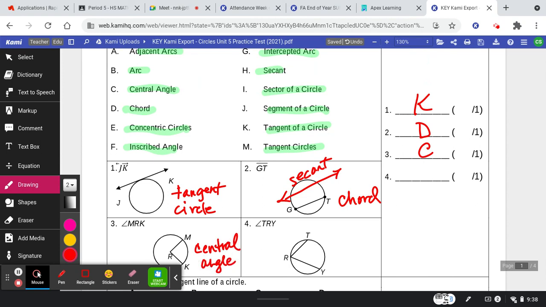And finally, I'm going to move down to Sierra. Sierra, do you remember the name of the number 4 angle? It is. And what letter is that? The answers were K, D, C, F. Does anybody have any questions on those?